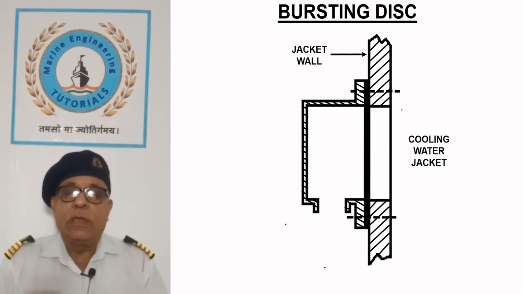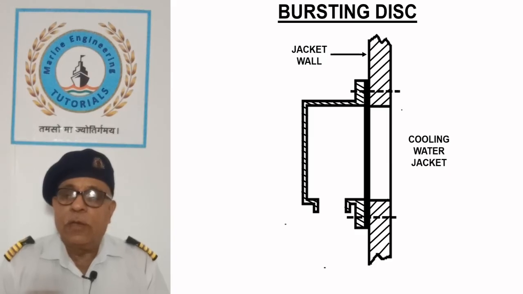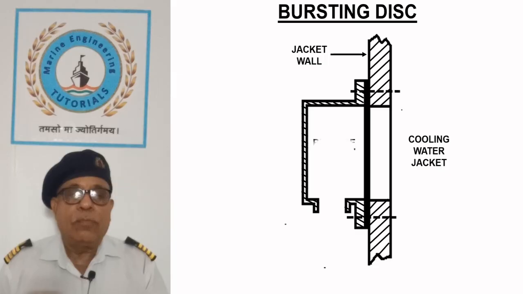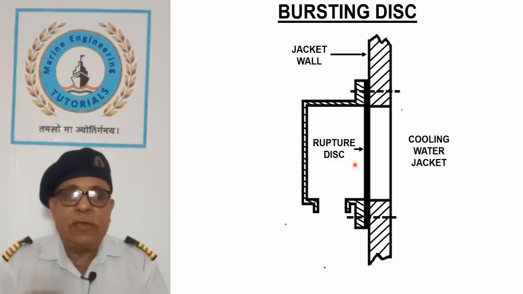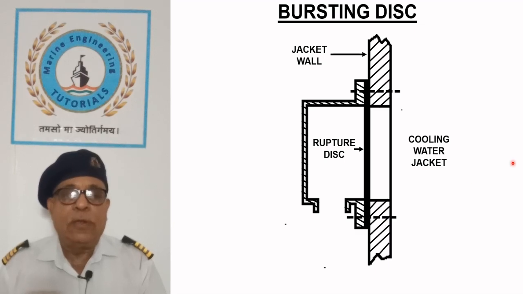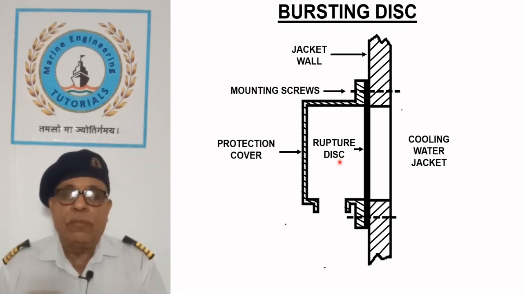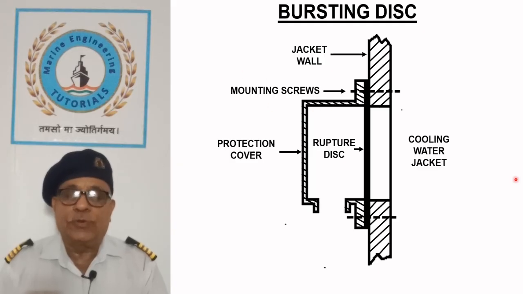Bursting disc. The sketch shows a bursting disc arrangement which prevents the buildup of water pressure in the cylinder jacket due to the rupture of air cooler tube also housed in the jacket. The ruptured disc is in the form of thin metallic or rubber sheet secured to the compressor jacket. A protection cover surrounding the ruptured disc is attached to the compressor jacket with mounting screws.